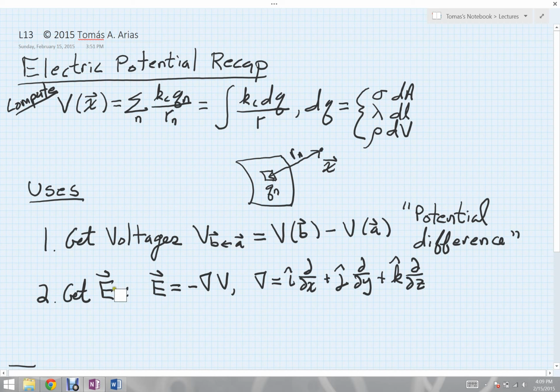We also saw, leveraging off of this result, we were able to prove, in fact, that we can recover the electric field very easily by taking the gradient of our electric potential, where we reviewed the definition of the gradient from your multivariable calculus classes.